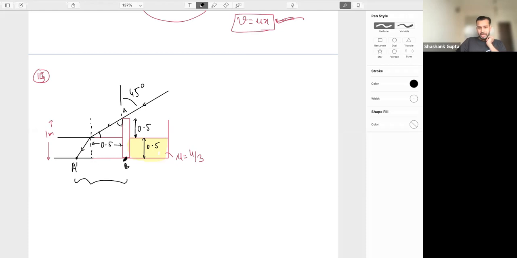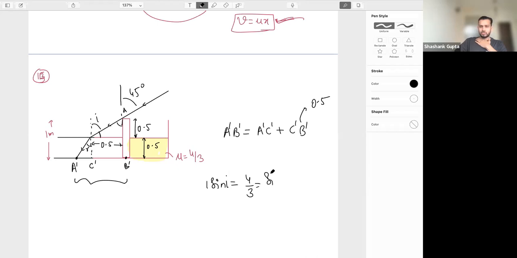Bifurcate this image A dash B dash, as this is, let's say, C dash. So basically my shadow is this, which is equal to A dash C dash plus C dash B dash. This we had already calculated as 0.5. Now our job is to calculate this. If we can find the angle, we know that Snell's law says this is angle I, this is angle r, so 1 sin I is equal to mu, given as 4/3, into sin r. So you are defining the image by only one ray? Yes.